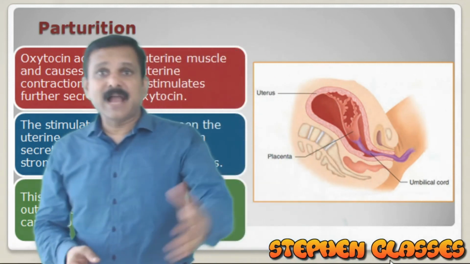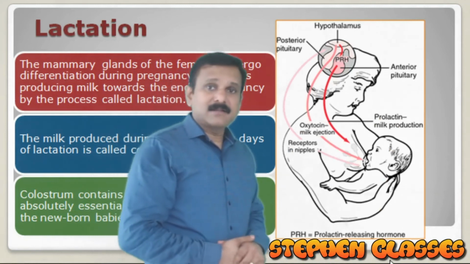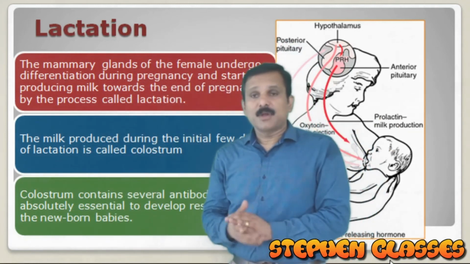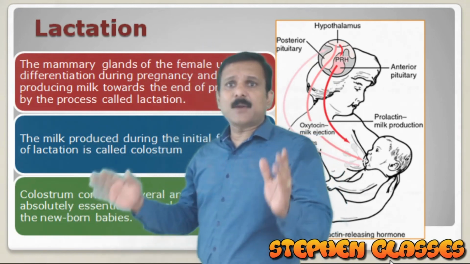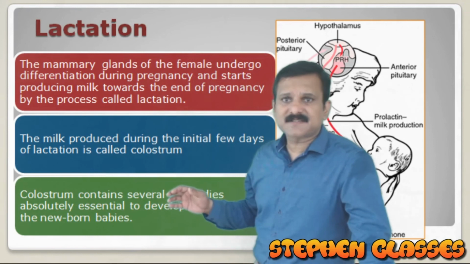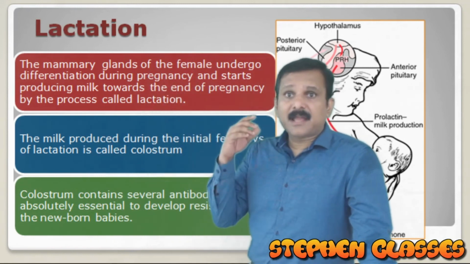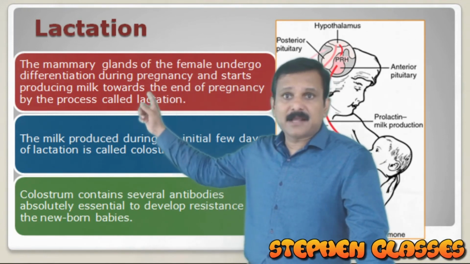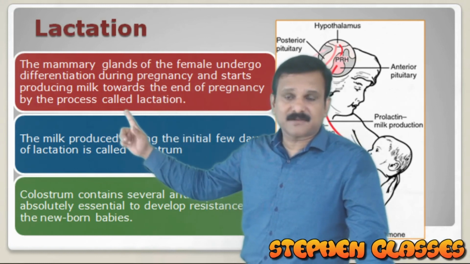Okay, now the final step in the reproductive event will be lactation. What do you mean by lactation? Mammals are all provided with functional mammary glands, and mammary glands become functional only during pregnancy, and they will start producing milk towards the end of the pregnancy by a process called lactation.